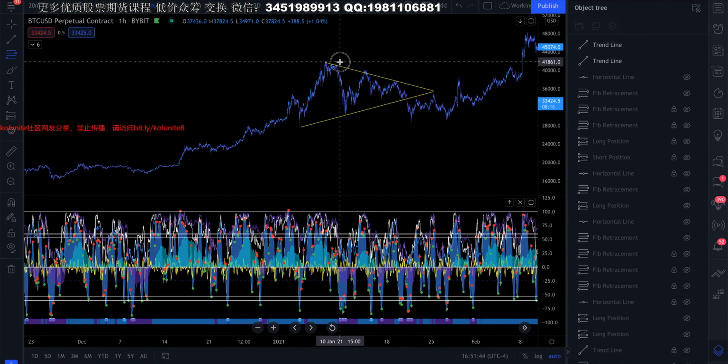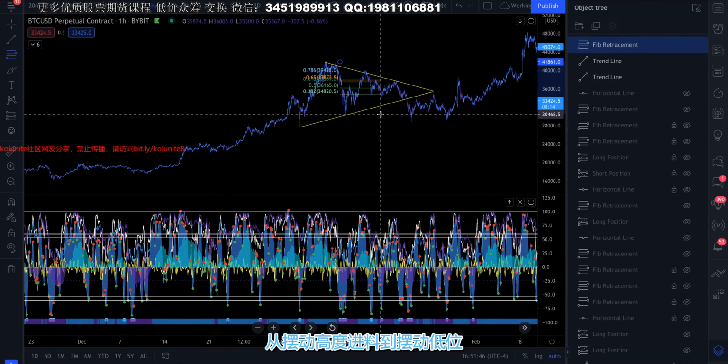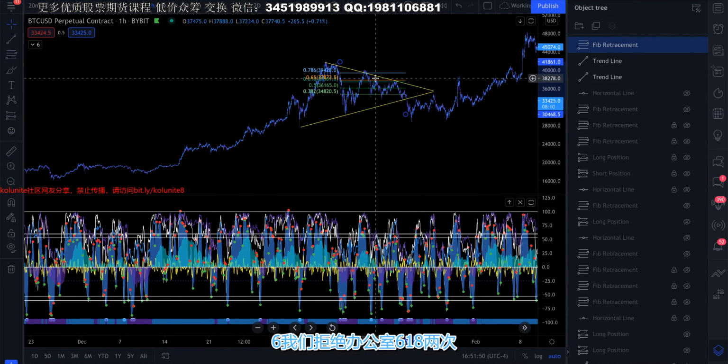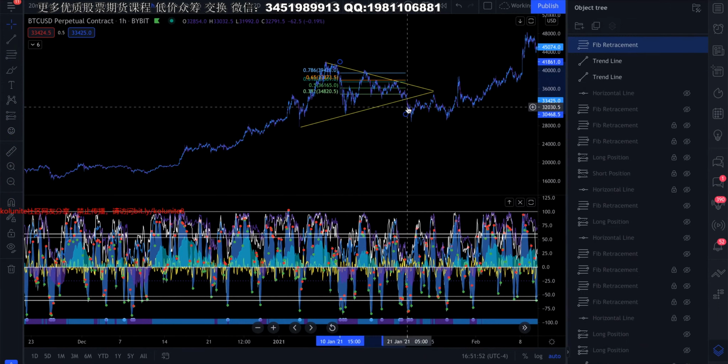we can pull our fib from the swing high to the swing low. We reject off the 786. We reject off the 618 twice.